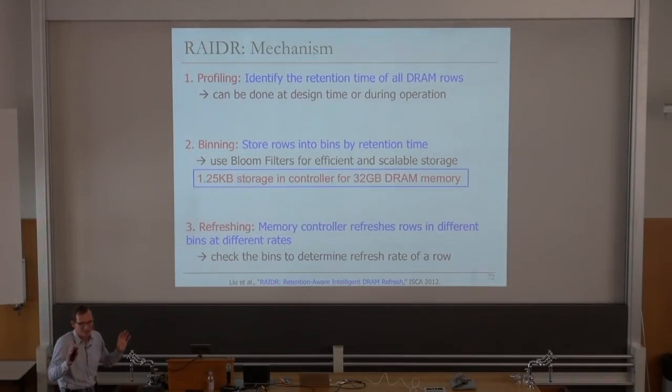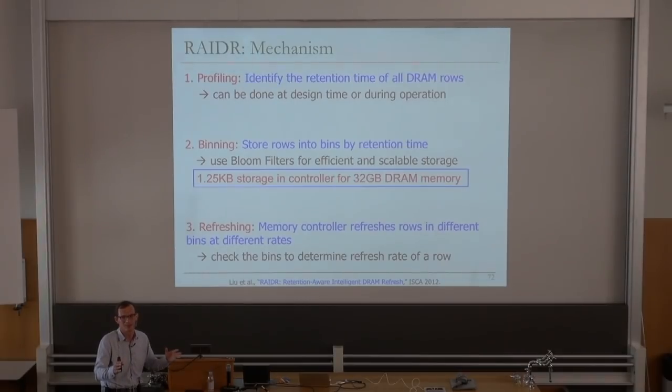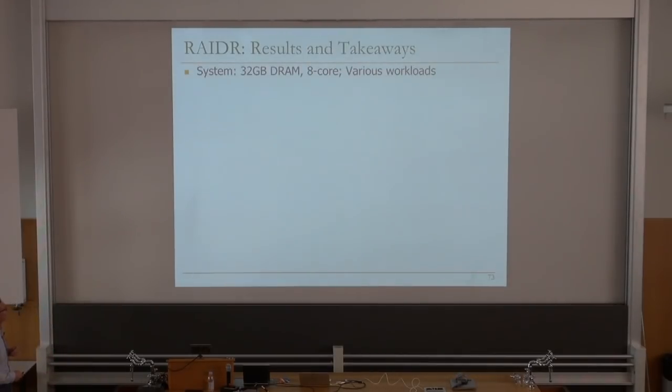And now you could actually imagine multiple bins if needed. I think two bins are actually good enough, which means that you have a single Bloom filter, low refresh, high refresh rate. But in the paper, we discuss three bins. So you have one Bloom filter, another Bloom filter, and everything else needs to be refreshed less frequently. So okay, let me give you the results and takeaways.